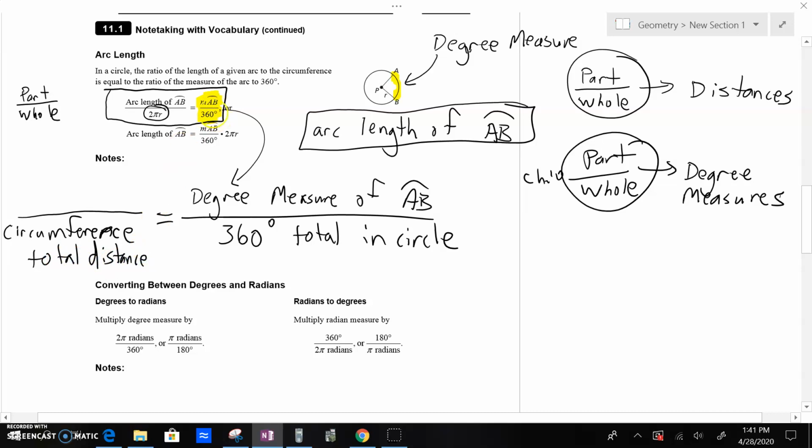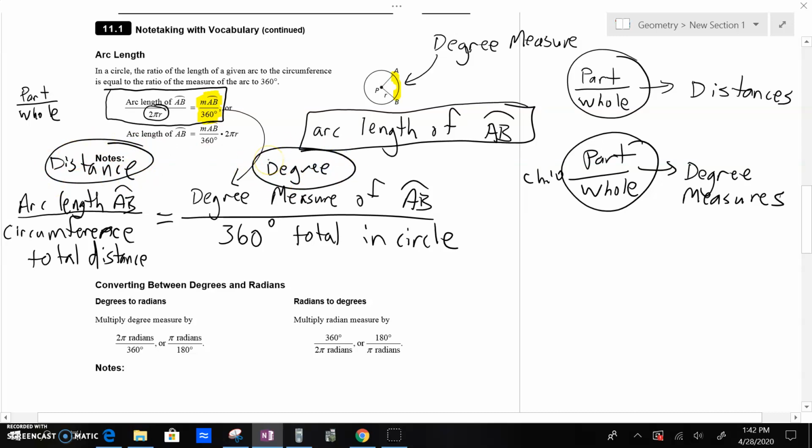So just like on the right-hand side in the yellow, we have 360 total degrees. The left-hand side circled here, the 2 pi r, is total distance. And then on top of the total distance, we have what we're calling the arc length. So we have arc length AB. So we've got distance on the left, and we've got degree measure on the right. And all we're doing is saying, whatever amount you're using, you're going to get the same percentage if you divide part by whole.